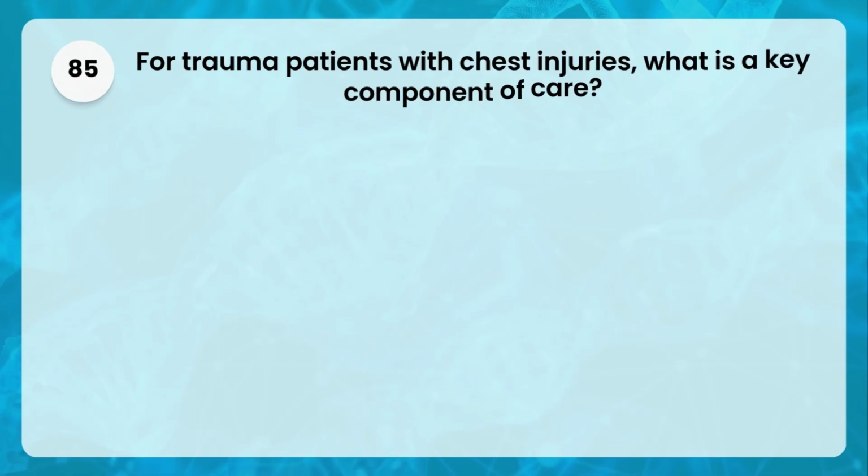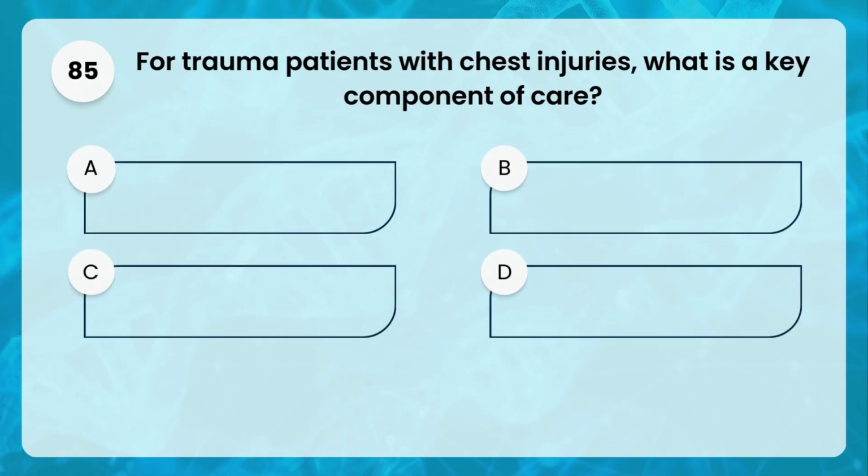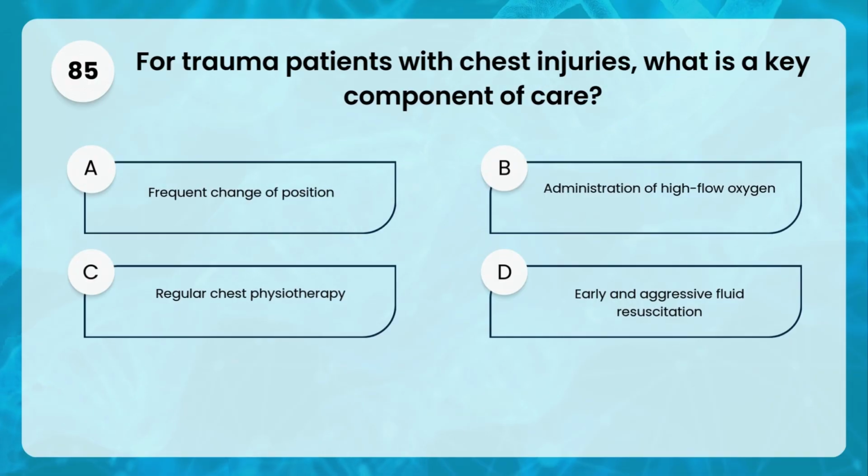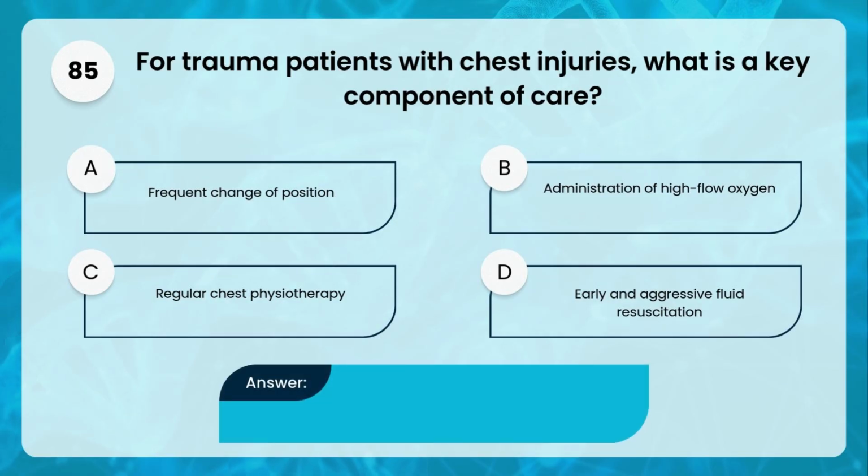85. For trauma patients with chest injuries, what is a key component of care? A. Frequent change of position. B. Administration of high-flow oxygen. C. Regular chest physiotherapy. Or D. Early and aggressive fluid resuscitation. The answer is C. Regular chest physiotherapy.